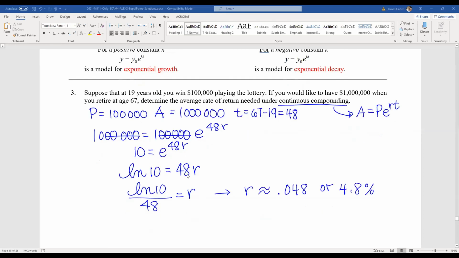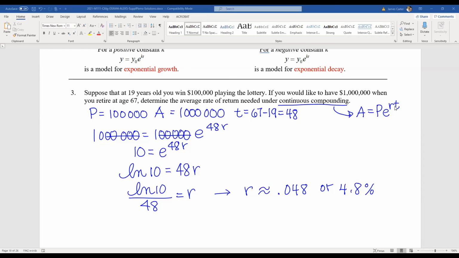Okay. In this case, it says you want to have $1 million when you retire. You play 100,000 in the lottery. So that's your starting amount, your 100,000. The ending is $1 million. Now, for the time, you want to retire at age 67. You're 19 now. 67 minus 19 is 48 years.